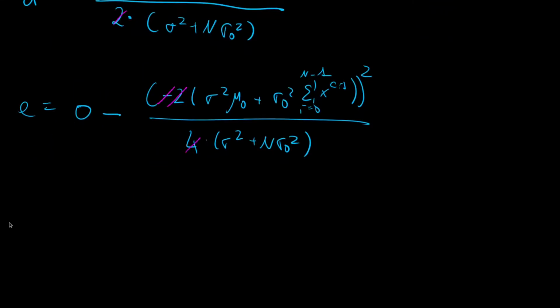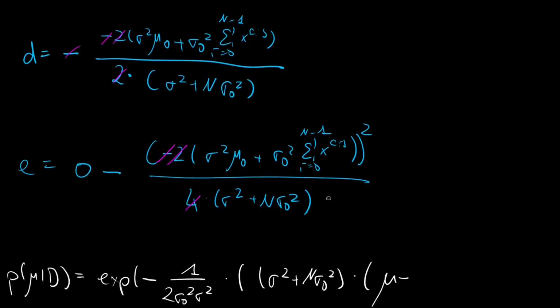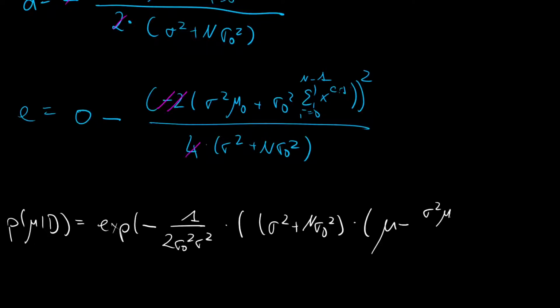And by this, we then get p of mu given the data as the exponential of minus 1 over 2 sigma 0 squared sigma squared times, and then we first have the a, and the a was given as sigma squared plus n sigma 0 squared, and then we multiply it with mu minus the d, which is this one here, is sigma squared mu 0 plus sigma 0 squared summation from i=0 to capital N minus 1 over the xi's divided by sigma squared plus n sigma 0 squared, closing brackets, and then the square.